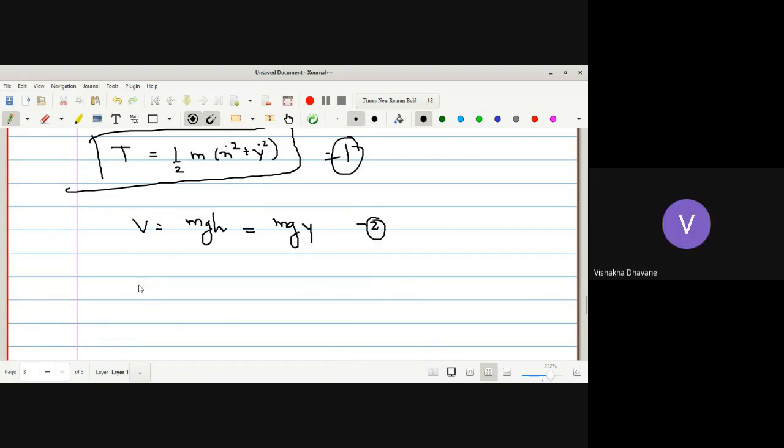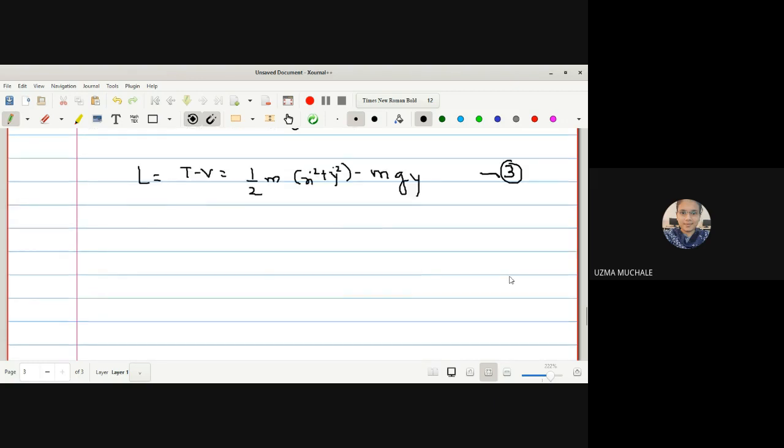Yes, ma'am. So now I can write L is equal to T minus V, which is 1 upon 2 m (x dot square plus y dot square) minus mgy. Let us name it equation 3. Now let us go for the Lagrange's equation of motion. For that, how many generalized coordinates do we have? Two generalized coordinates, q1, q2, that is nothing but your x and y. Is it clear?